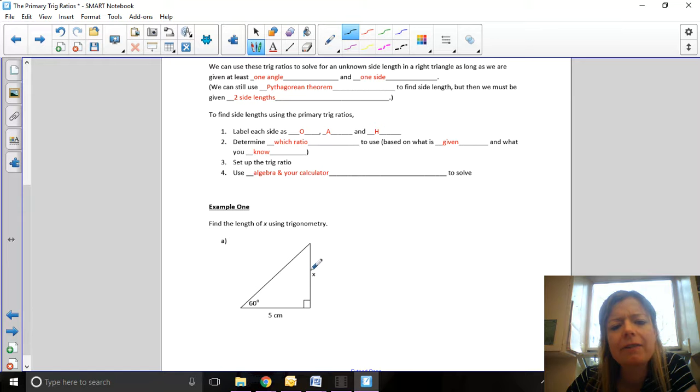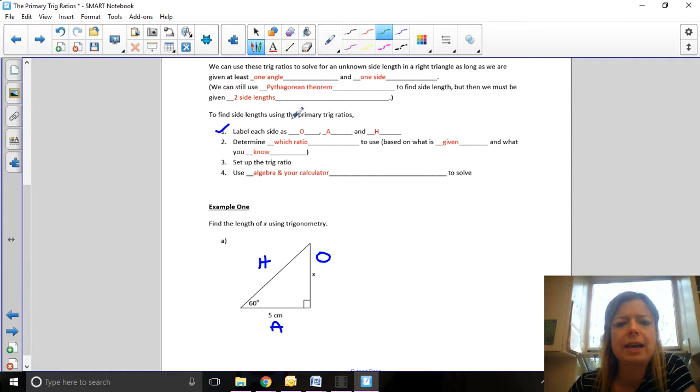Okay, so they want me to find x. First things first, I'm going to label each side with O, A, and H based on the angle that I'm given. Notice that I'm given the angle here. So that means that this is my hypotenuse, this side is my opposite, and this side here is my adjacent. Okay, so I've done step 1.